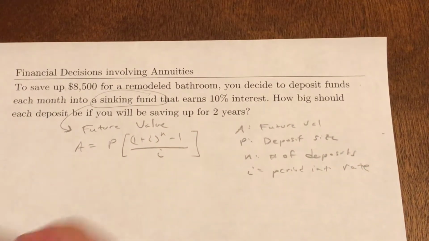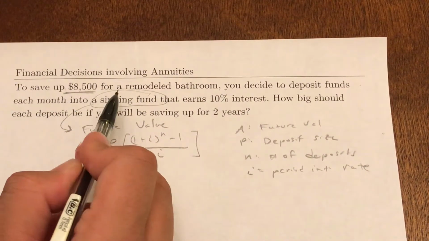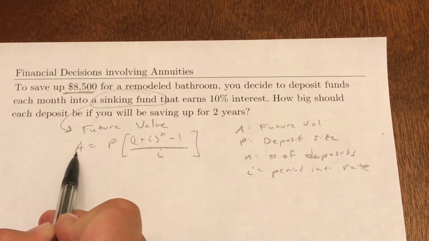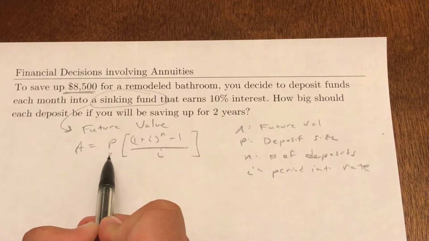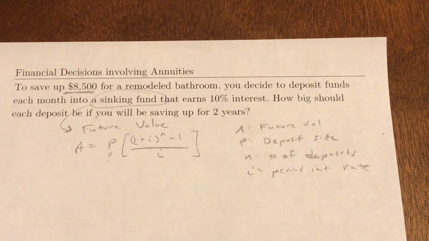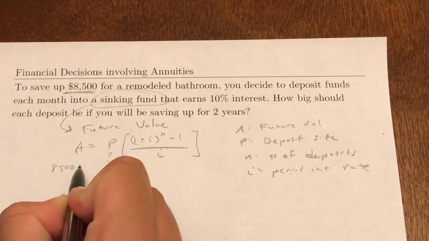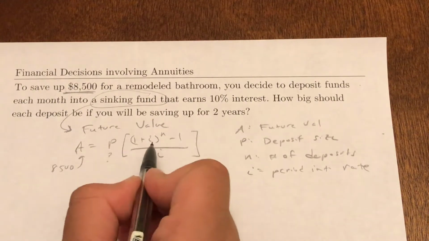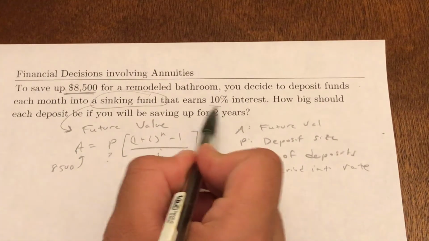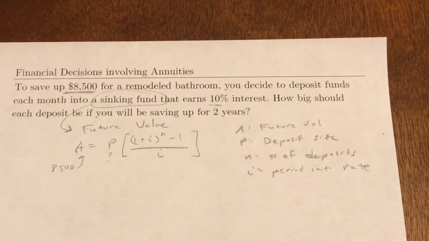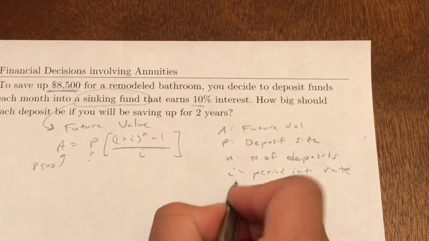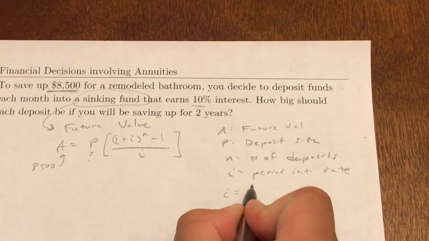So let's see what we got here. I want to have this much money at the end, in the future. The question is, how much do I actually need to put in every month? What's my deposit? So A is going to be 8,500. P is our unknown. You got to be careful. i is not 0.10 or 10. i is going to be based on that number. It's 10% per year, so i is 0.10.